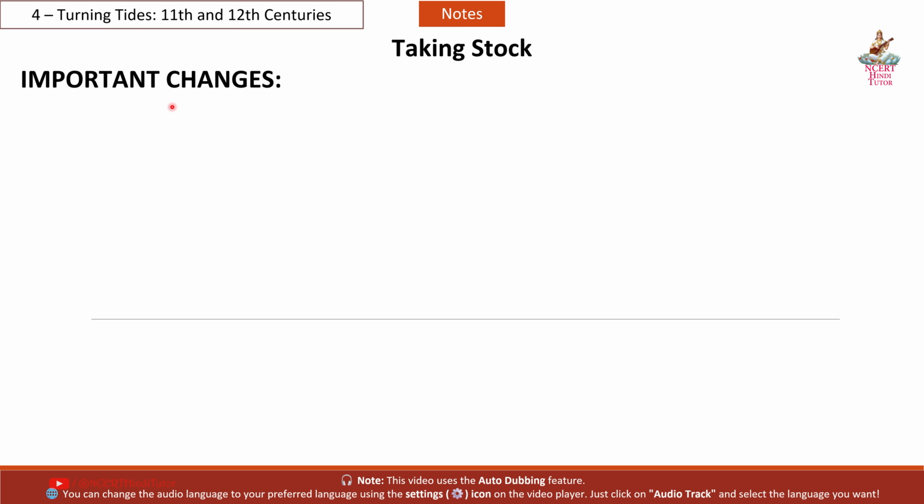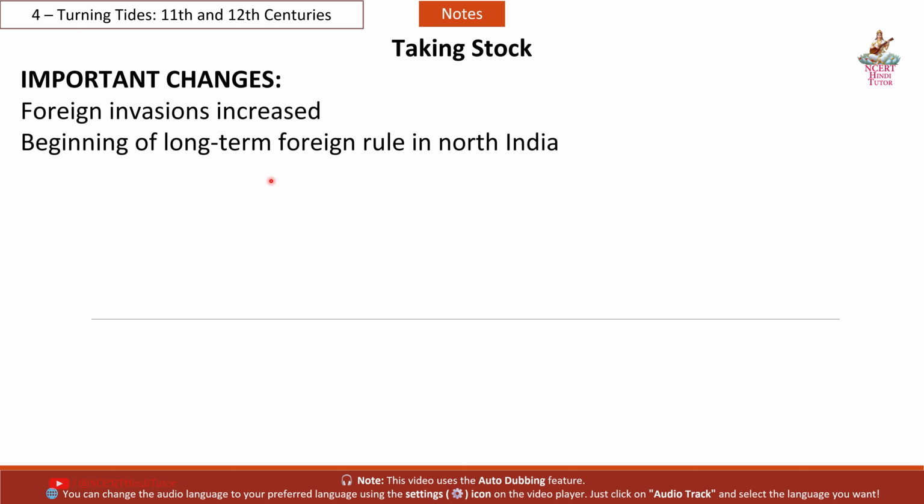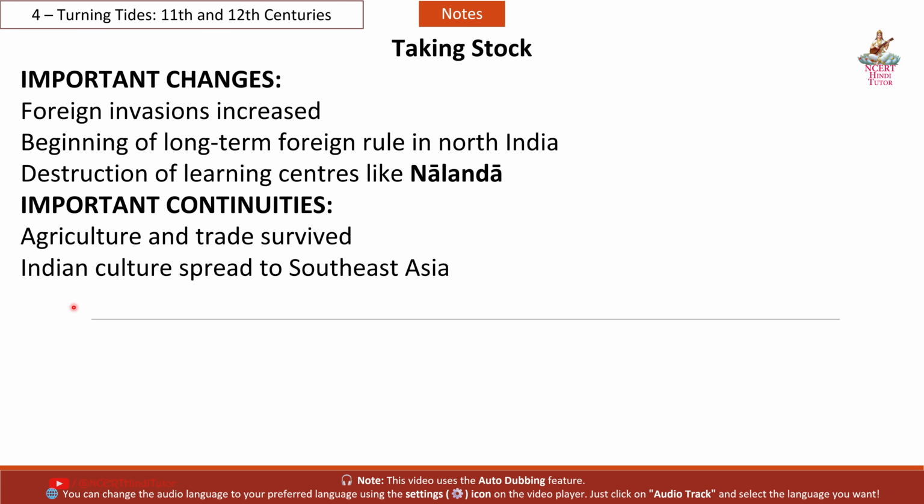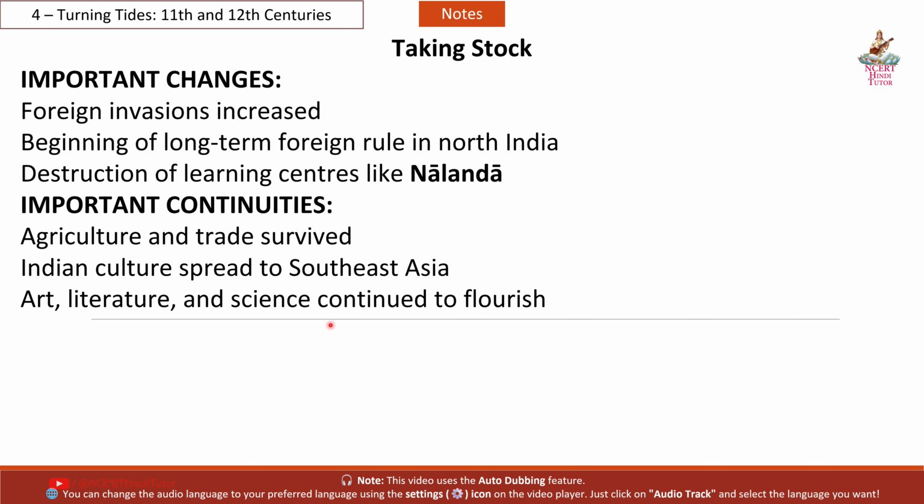Taking stock. Important changes: foreign invasions increased, beginning of long-term foreign rule in North India, destruction of learning centers like Nalanda. Important continuities: agriculture and trade survived, Indian culture spread to Southeast Asia, art, literature and science continued to flourish.